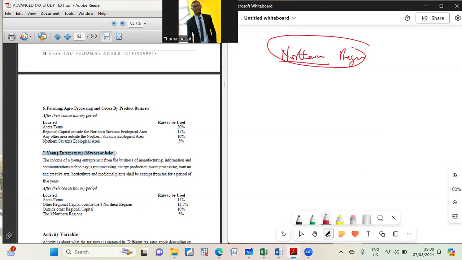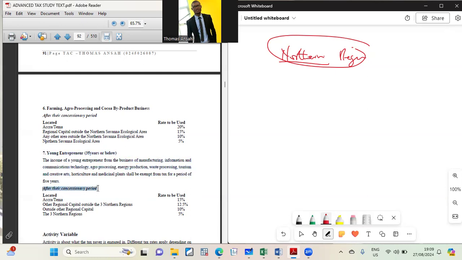The next one is a young entrepreneur, someone who is 35 years or below. If you invest in any of these sectors, look at the sectors well: manufacturing, ICT. Please, ICT is like a software developer. Agro processing, energy production, waste processing, tourism, creative art, like the Shatawale people and things, horticulture, and all these things. You are exempt from paying tax for 5 years. So if your old man is going to establish a business, let him use your name if you are that young, so that you won't pay tax for 5 years.